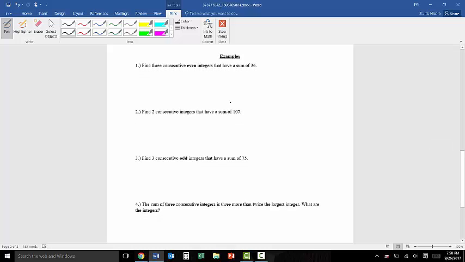Okay, so we're going to try some examples. The first couple are going to be basic. It says consecutive even. So you're going to need 3 spaces, blank plus blank plus blank, and they're going to add up to 36. Your smallest integer is n. Your next integer is n plus 2, and your next integer is n plus 4. And then we solve.